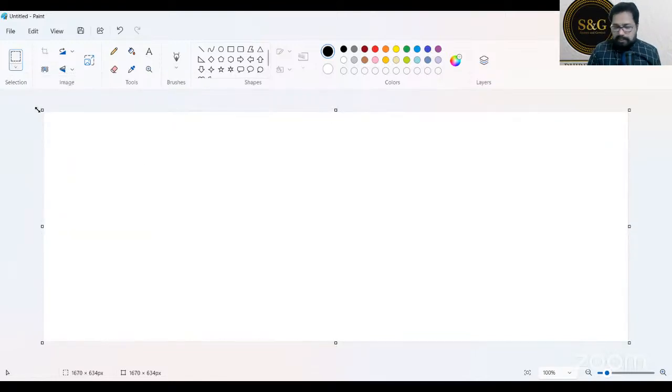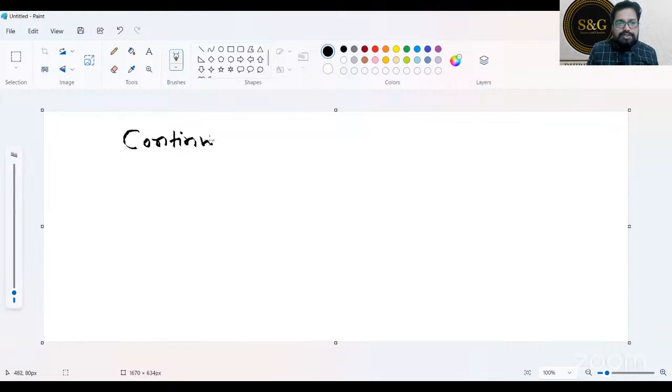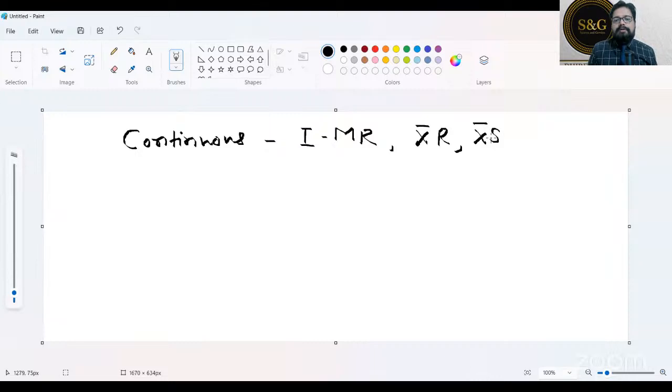Chalo. So now there are various types of control charts, out of which we cover 7 types. Everybody knows continuous data and discrete data, right? So if you have continuous data, generally we use the IMR chart, X bar R chart, and X bar S chart. Write this down. Continuous data.